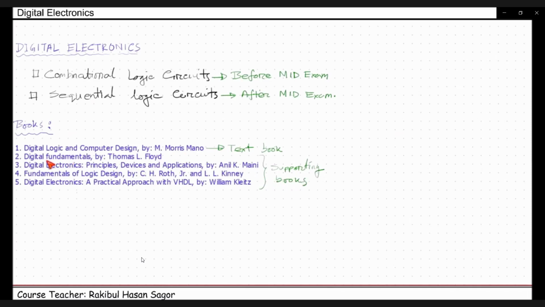Though I have placed Digital Fundamentals by Thomas Floyd as a supporting book, most of the topics will be covered from this book as well. So combinedly, 1 and 2 you may consider as your textbook. I want all of you to collect the latest version of these books.